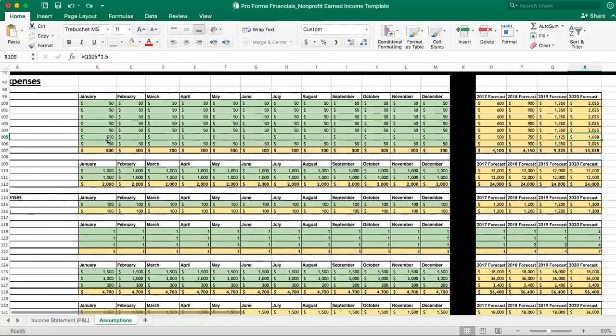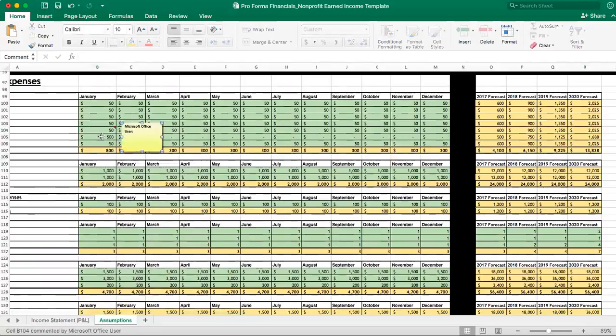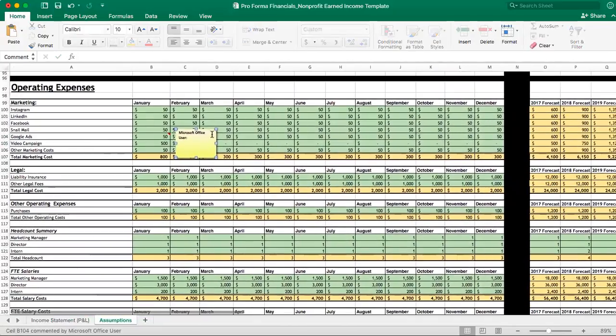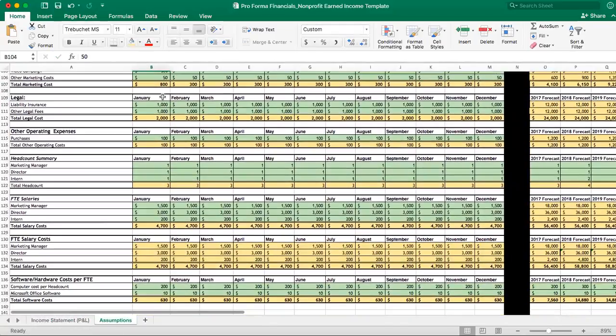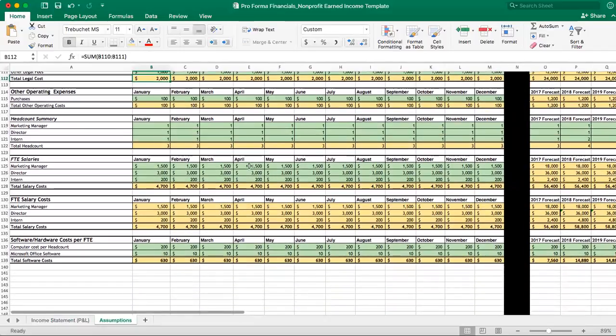I can always put in little comments by right-clicking and adding a comment to say why I'm spending $50 a month on Google Ads and why I made that assumption. So again, each of these are hard-coded, $1,000 in legal costs. I add them up and I sum them so they are yellow. Going down the line, same thing.